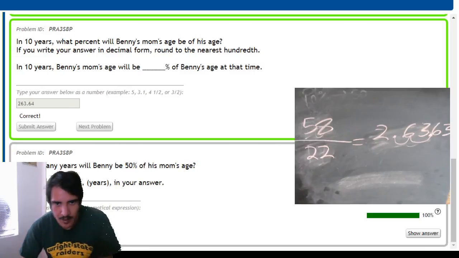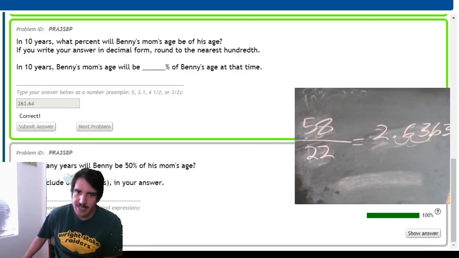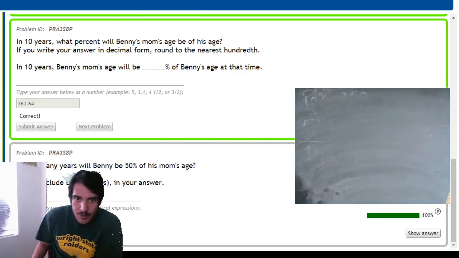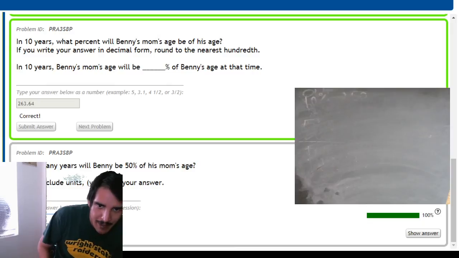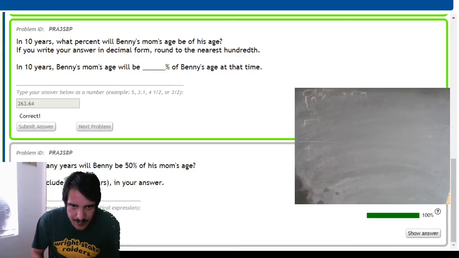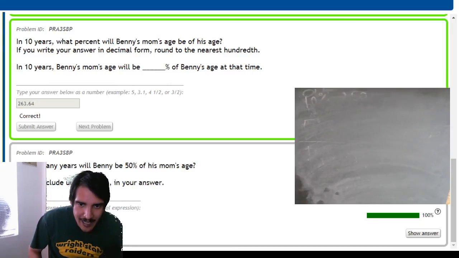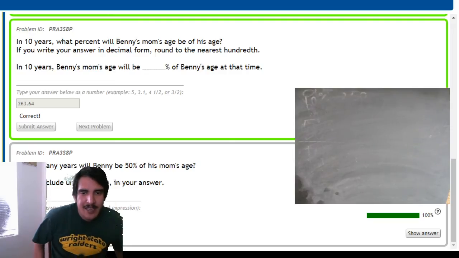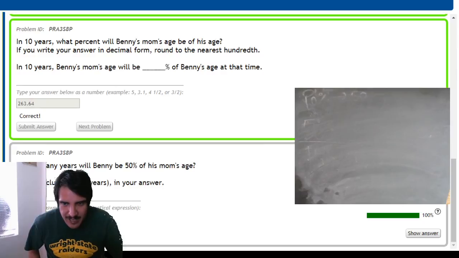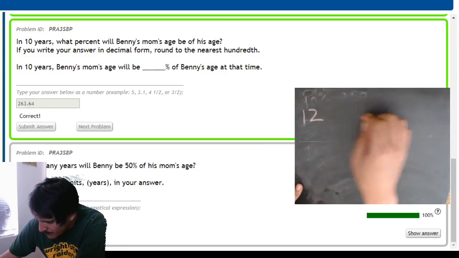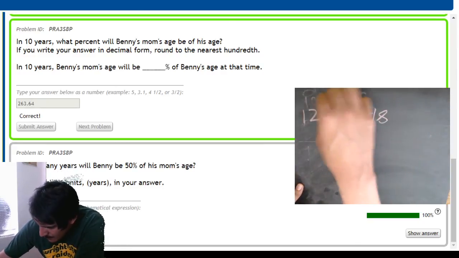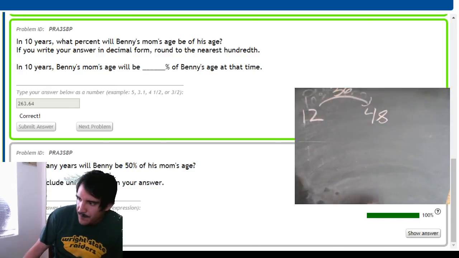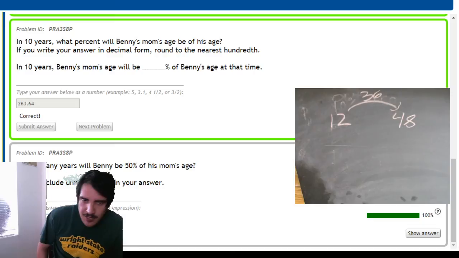In how many years will Benny be 50% of his mom's age? Well, first we got to check out how much older Benny's mom is than him. So he is 12, she's 48. That means she's 36 years older than Benny, right?